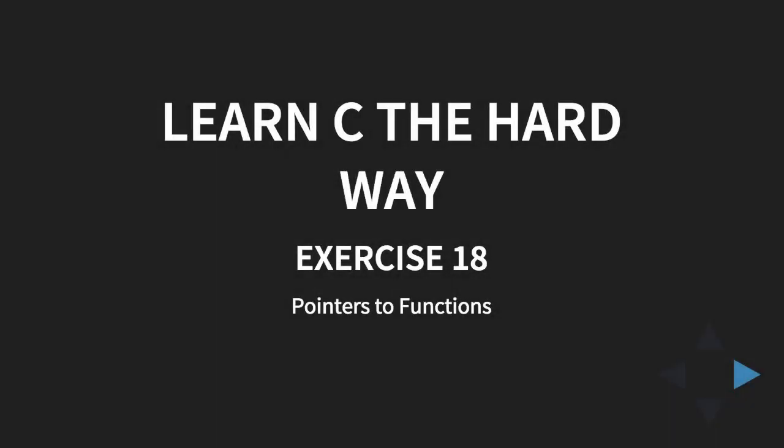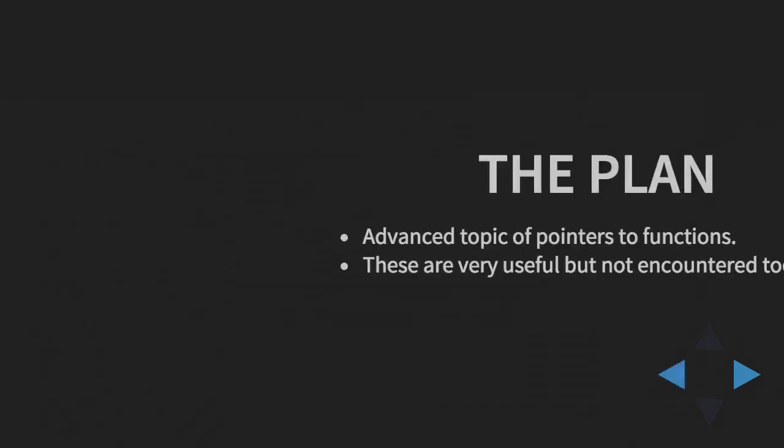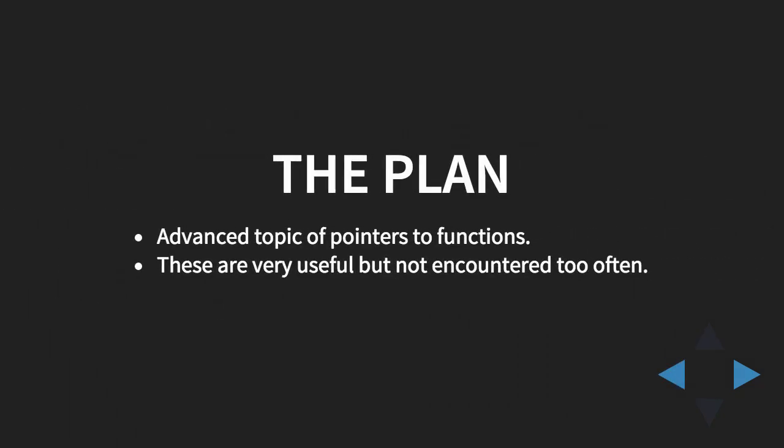Exercise 18. We come to my favorite feature of C. Some of the most crazy hacking can be done with pointers to functions. So the plan in this is we're going to study pointers to functions. These are very useful, but you don't encounter them too often. It's almost like a lot of C programmers don't get that you can do this stuff. It's sort of strange because it's really handy.